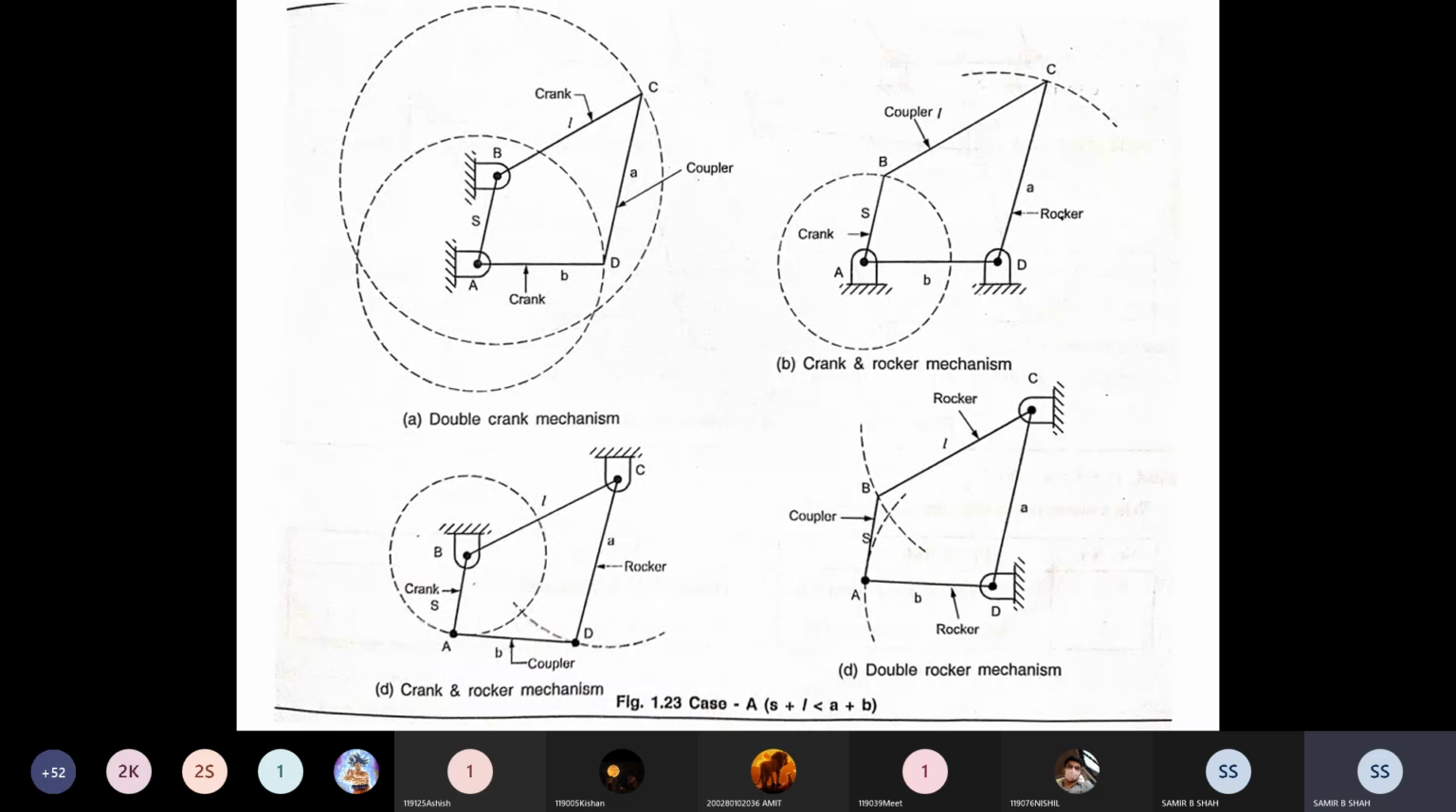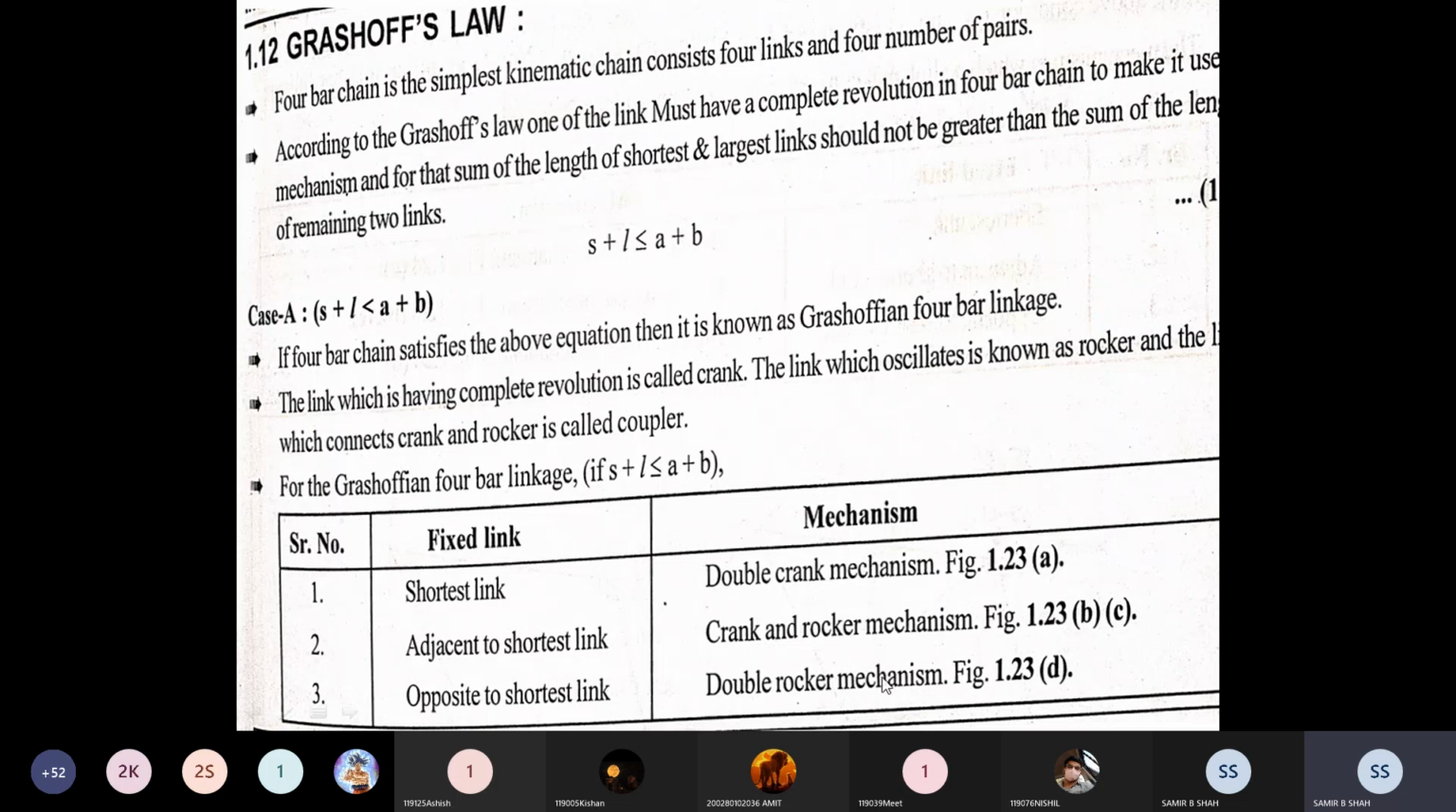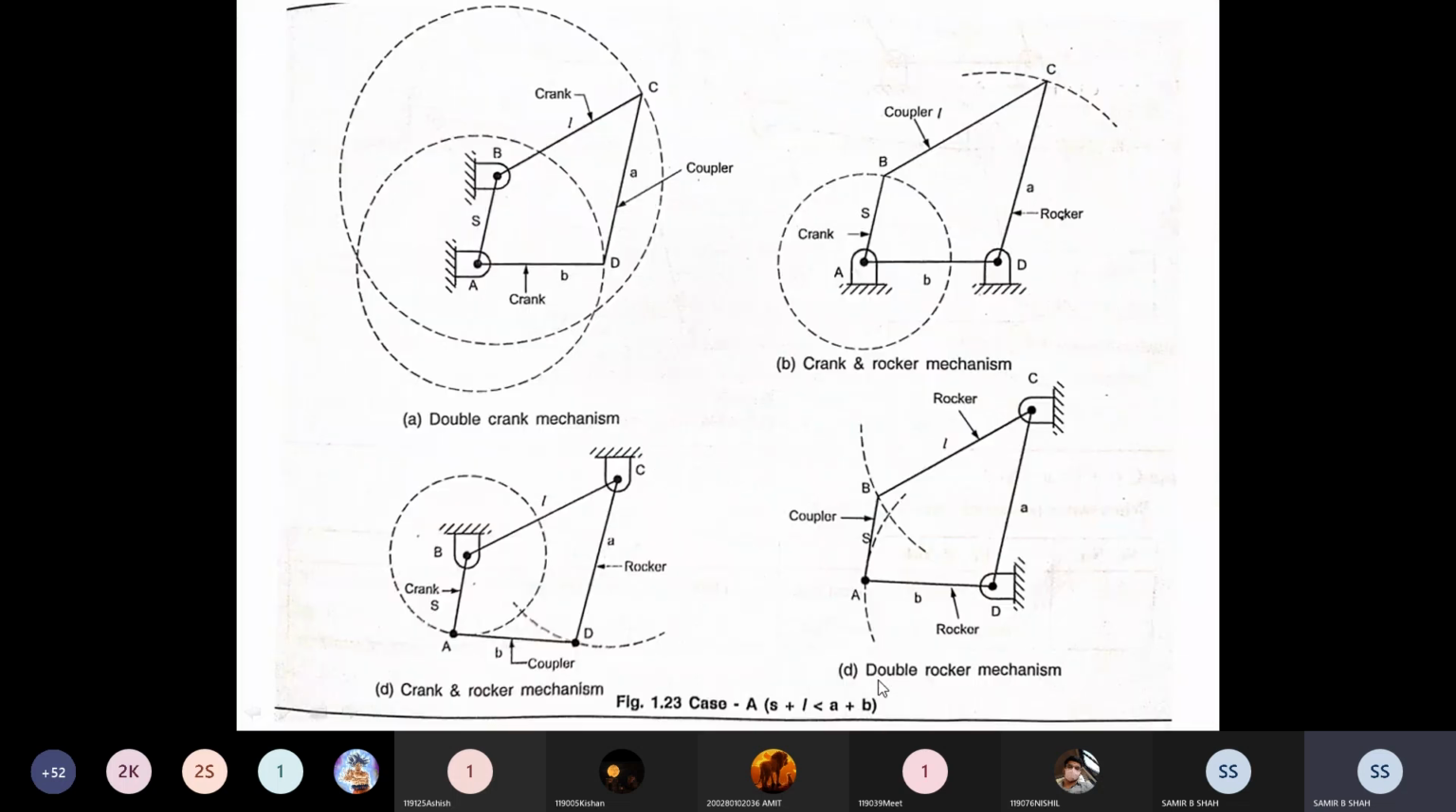The second figure and third figure are based on the links nearer to the shortest link. Means the links near this shortest link, this link and this link. Okay, this is the shortest, so these two links are known as a crank and rocker mechanism. And the remaining last one, opposite to the shortest link. You just see in the table, so it may be very clear in your mind. Opposite to the shortest link is known as a double rocker mechanism.